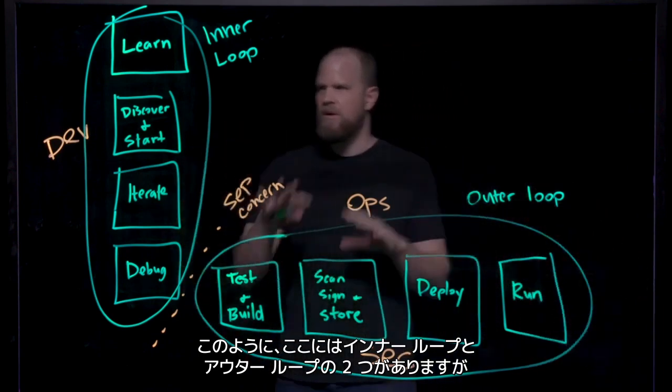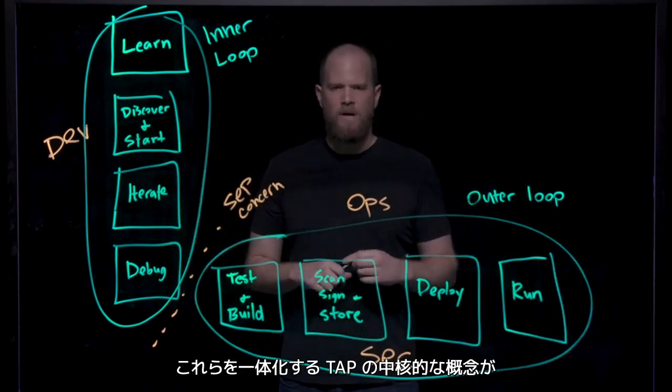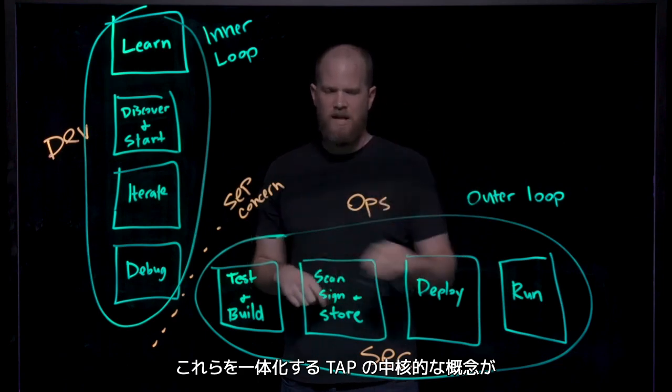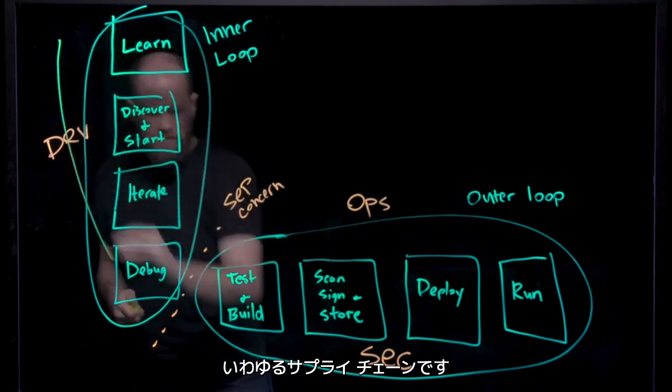So we look at these two loops, the inner loop and the outer loop, and we look at one core concept of TAP that really brings this together. This is what we call supply chains.